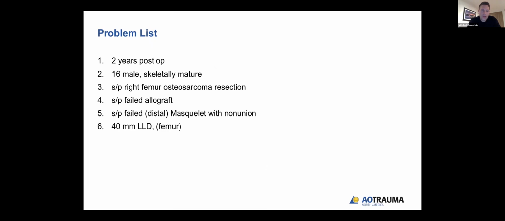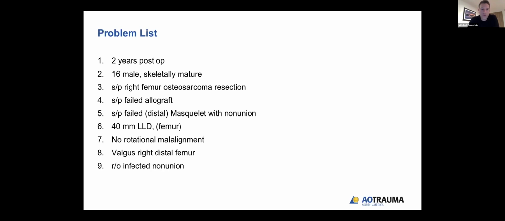He's got a 40 millimeter limb length discrepancy coming from his femur. He does not have rotational malalignment, so that's an opposite of a problem list, but nonetheless on our list. He's got valgus in his right distal femur, which has been quantified. We rule out infected non-union.